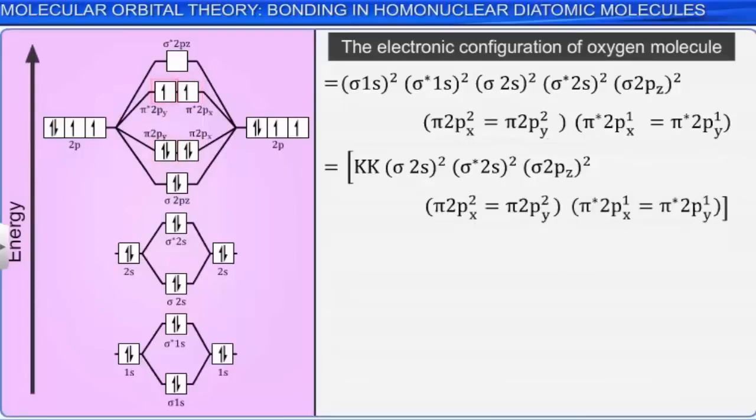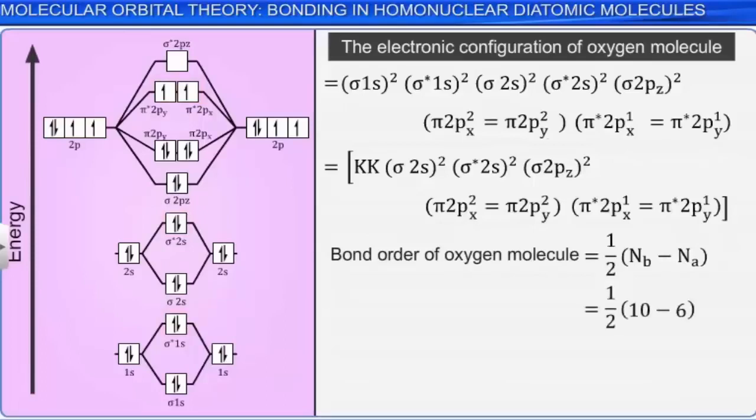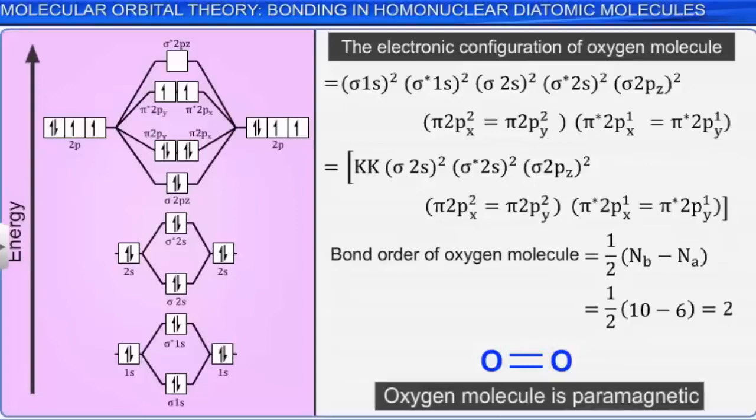The electronic configuration of oxygen molecule is such that there are 10 electrons in the bonding molecular orbitals and 6 in the anti-bonding molecular orbitals. Thus, the bond order of oxygen can be calculated as half of 10 minus 6, which is equal to 2. Hence, the oxygen atoms in oxygen molecule are held by a double bond. It has been proved experimentally that it is paramagnetic in nature. This is due to the presence of 2 unpaired electrons in its molecular orbitals.